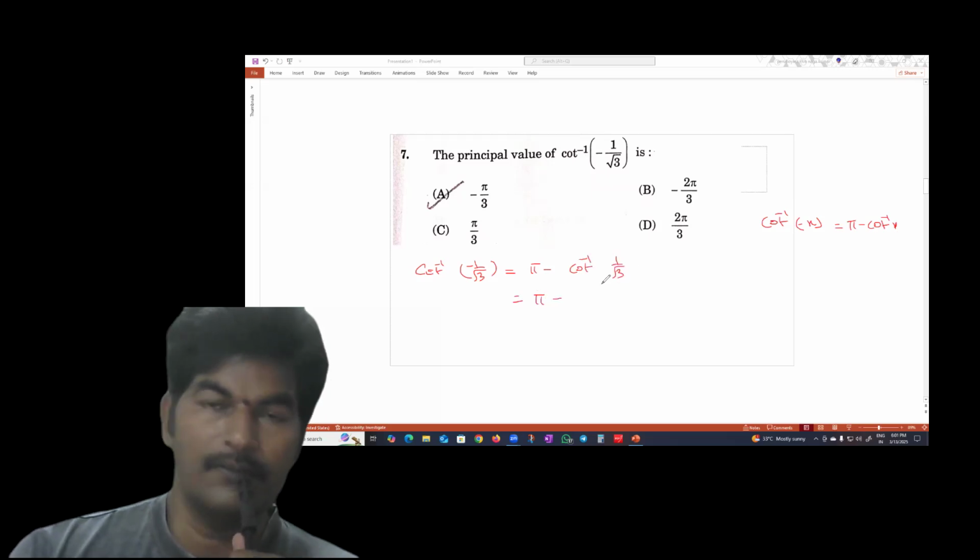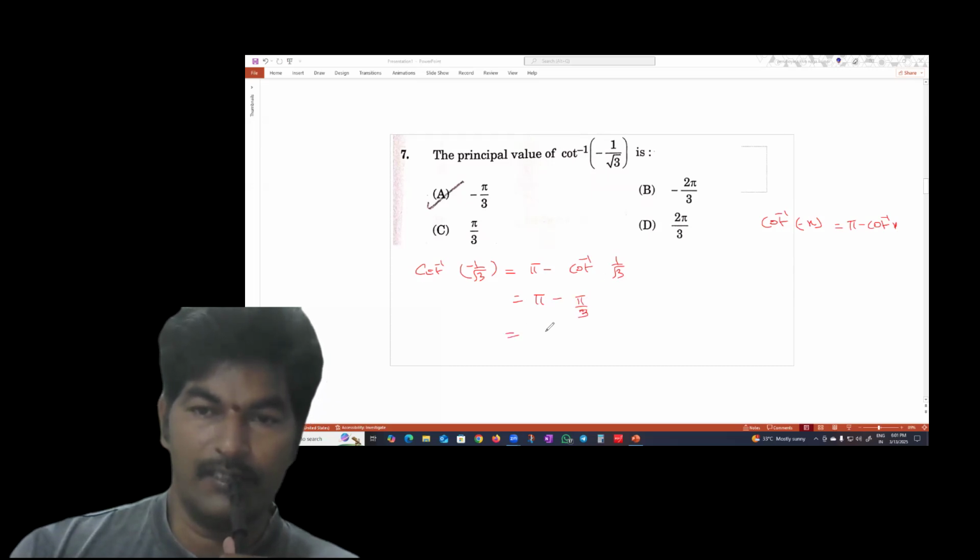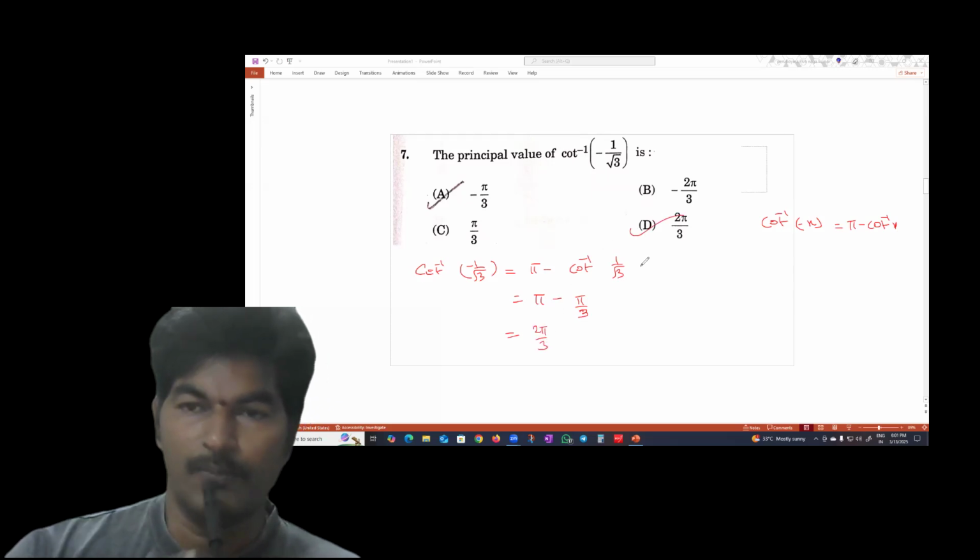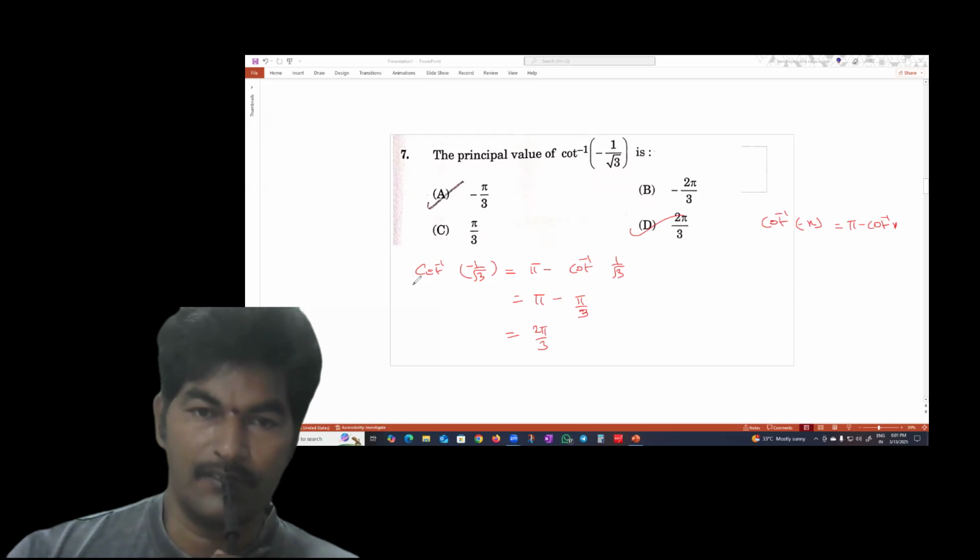Now you have to think about when we are getting 1 by root 3 for cot: at around 60 degrees. 60 degrees means pi by 3. If you do the LCM, you will get 2 pi by 3. Option D is correct for this question.